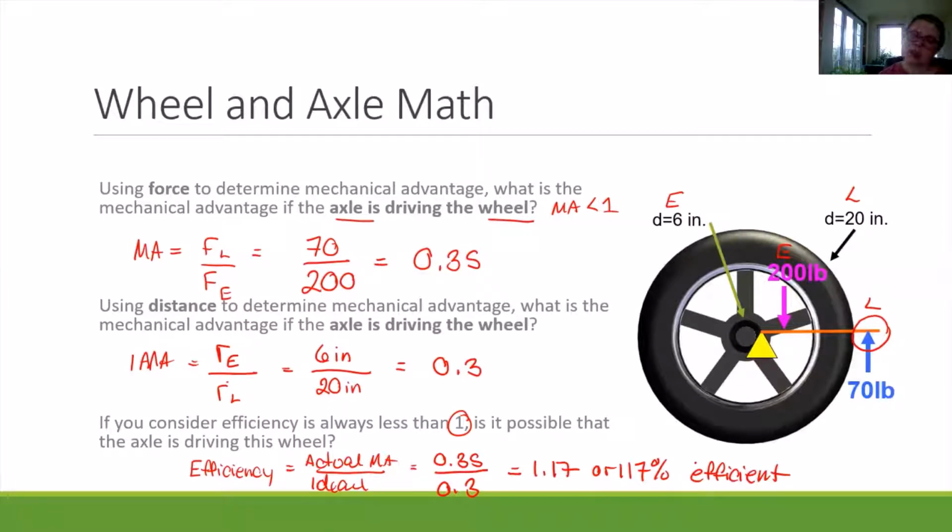So let's read the question again. Is it possible that the axle is driving the wheel? Can you have 117% efficiency? Nope. Ideal mechanical advantage can never, ever, ever be smaller than the actual mechanical advantage. It's not going to happen ever. Okay, so that's one of those little things. It's just a really good kind of think question.